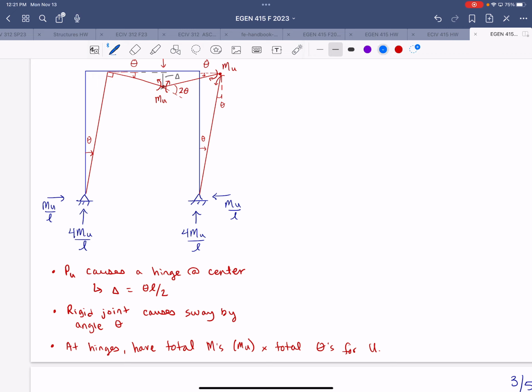All right, so we'll calculate our internal strain energy then. U is equal to mu times 2 theta. That's from this hinge here. The total angle is 2 theta at that location, and we have mu. And then from this hinge at the beam column joint, we also have 2 theta as our total rotation at the joint, right? We have a theta from the beam and a theta from the column.